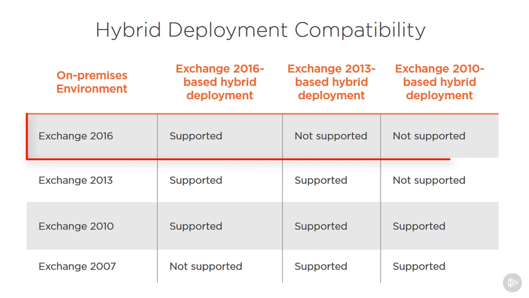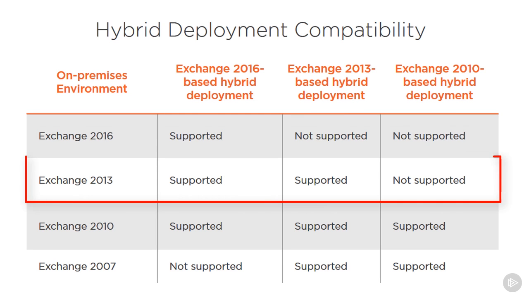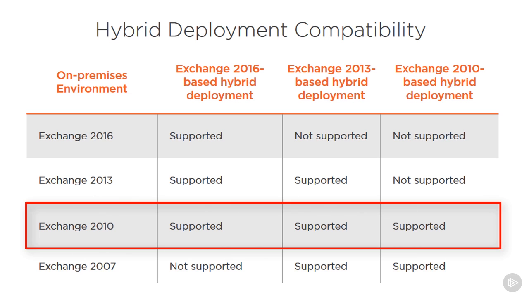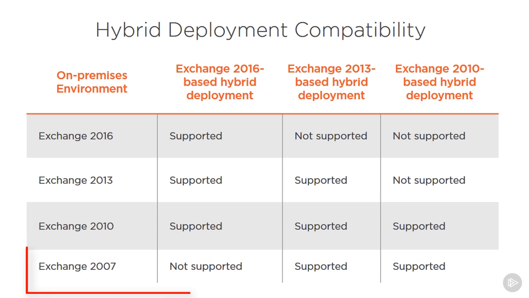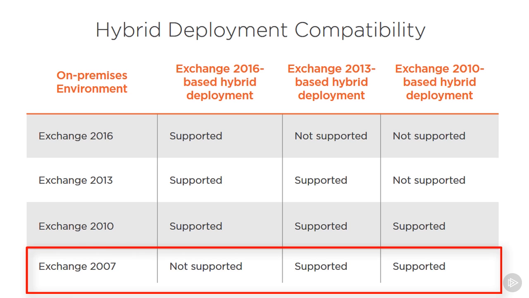If we have Exchange 2016 on-prem, we can perform an Exchange 2016 based hybrid deployment, but we can't perform a 2013 or 2010. If we're running 2013 on-prem, I can use both a 2016 and 2013 based hybrid deployment. If we're running Exchange 2010 on-prem, I can perform 2010, 13, or 16 based hybrid deployment. If we're running Exchange 2007, I can only perform a 2010 and a 2013 based hybrid deployment.